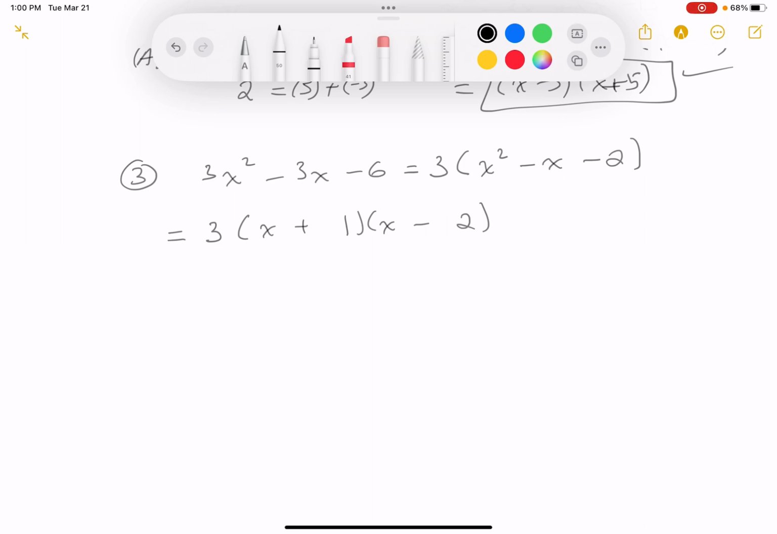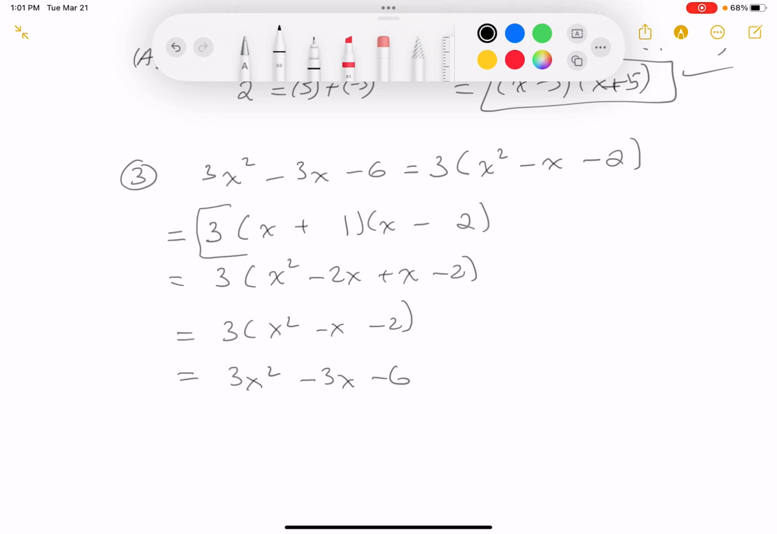Would I check it? Of course I would check it. Let me go through that with you. x times x is x squared. Then you get minus 2x plus x minus 2. What does this give you? 3 times x squared minus x minus 2. If you multiply that out, what do you get? 3x squared minus 3x minus 6, which is the original problem. What's the correct factorization? This one over here.